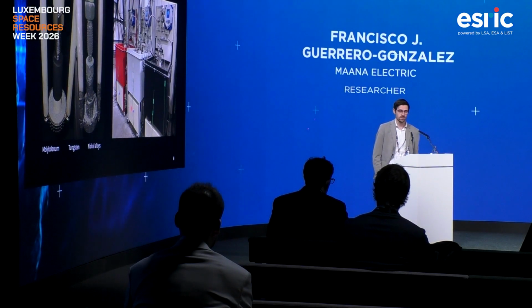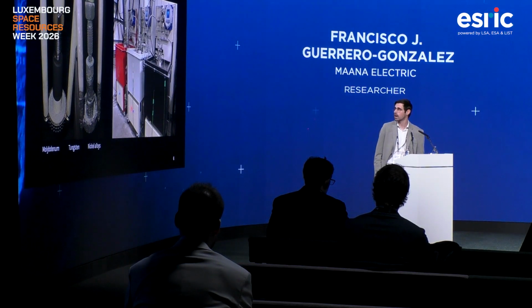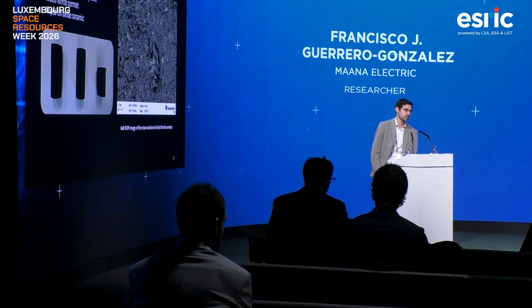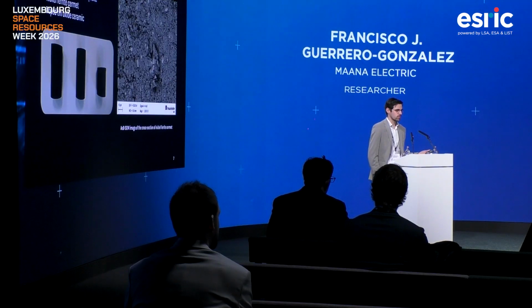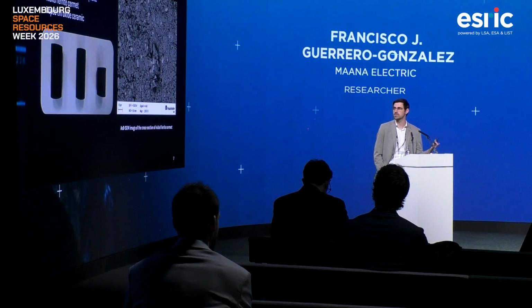All these materials are being tested in some of the lab scale reactors that we developed in-house. And with those reactors, we are also testing the inert anode materials. So in this case, we have been looking into a broader span of material types, from iridium, so precious metals, to ruthenium perovskite composites, to nickel ferrite cermets, and also, better known in the literature, doped tin oxide, more as a reference material, the same as graphite, to see how the other candidates behave.